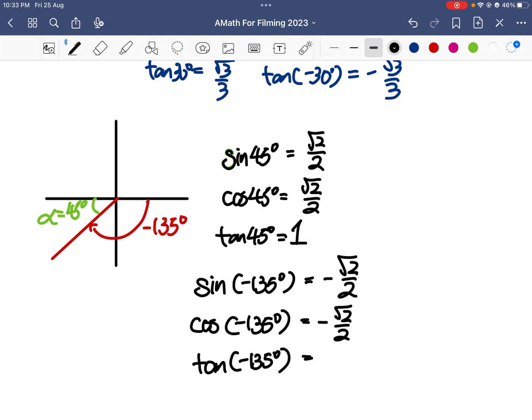Tangent of negative 135 degrees here, what I have is tangent is positive in the third quadrant, so hence I have positive 1.